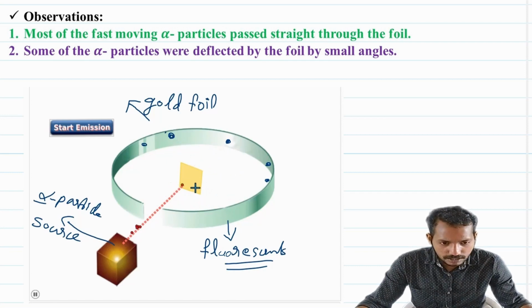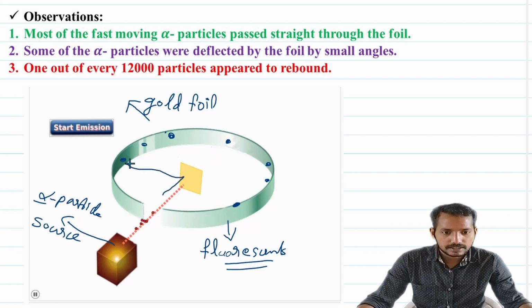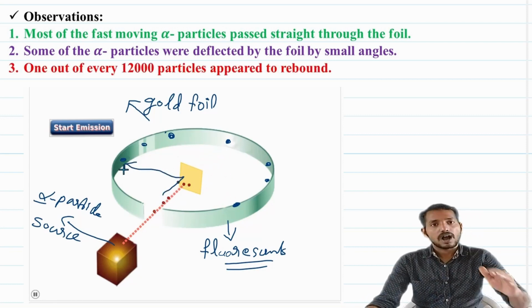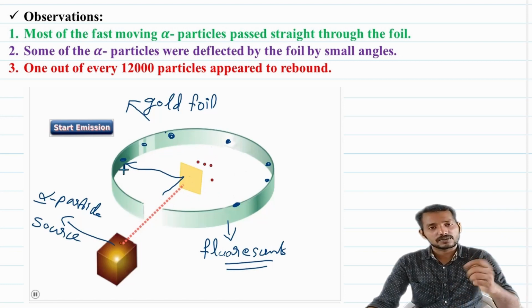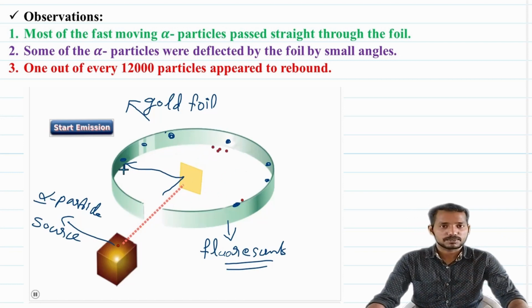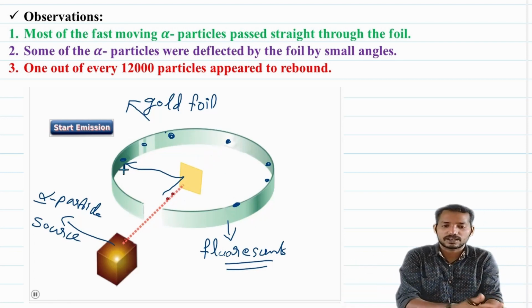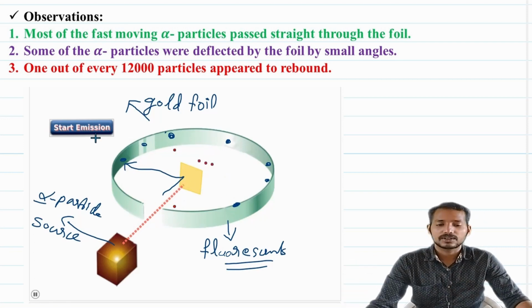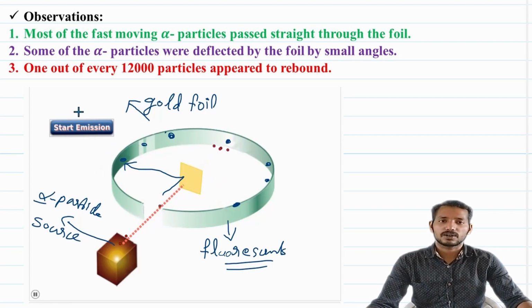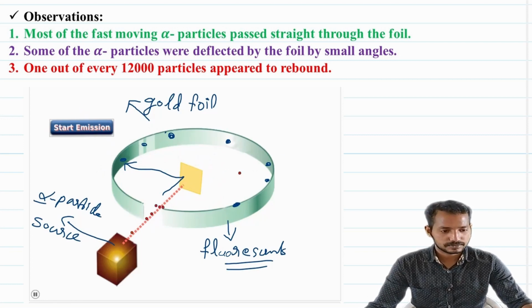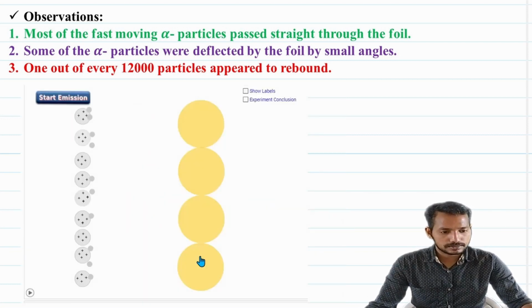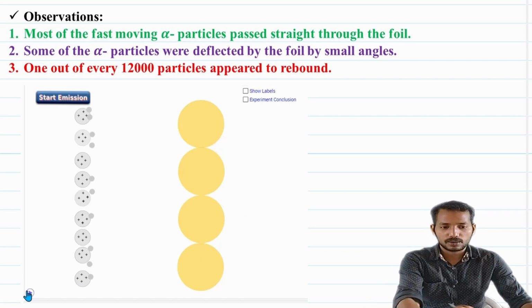rebounding here. Going here and rebounding. Out of every 12,000 alpha particles, one was rebounded. That means one out of 12,000, calculated by observing for a long time. Okay, we will not get the exact number. So these are the observations we have got. Clear? Let's see the zoomed view, how it is deflected.